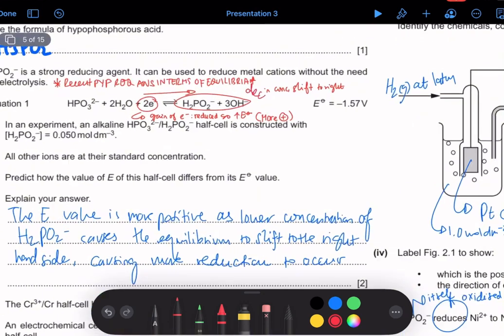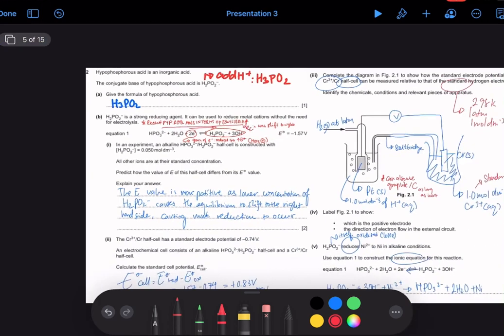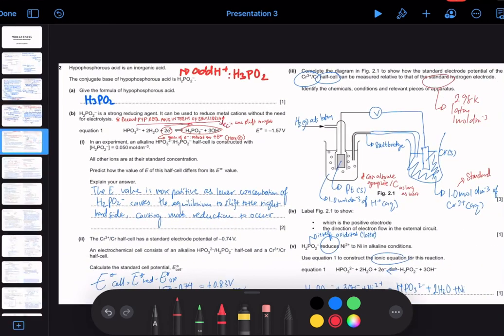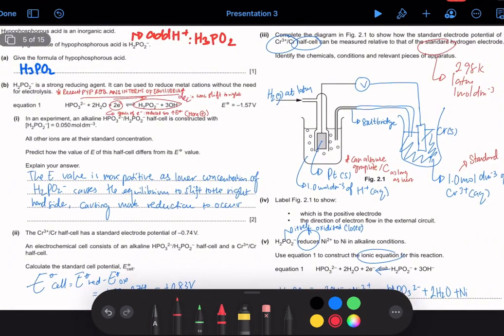By the way, you can answer it in terms of an equation, there's an equation where you can find out the E value, but recent past year papers actually require the answer in terms of equilibria, so it's probably safer that we do that instead.